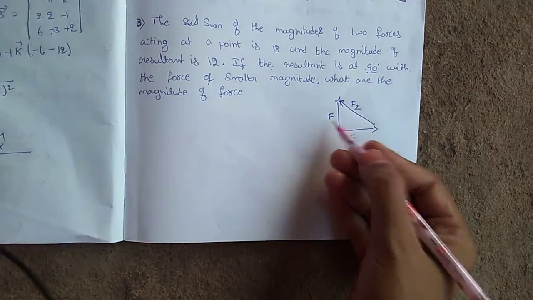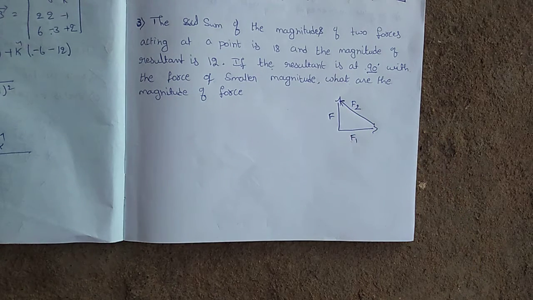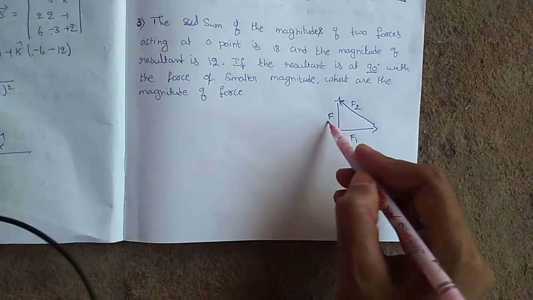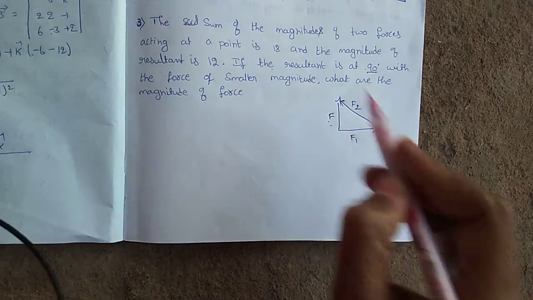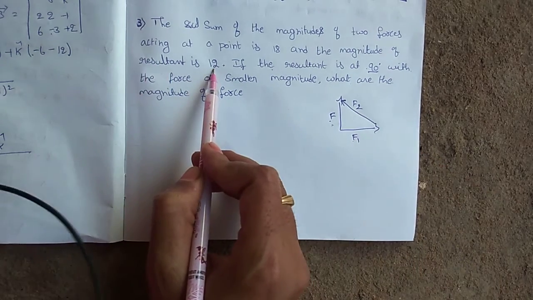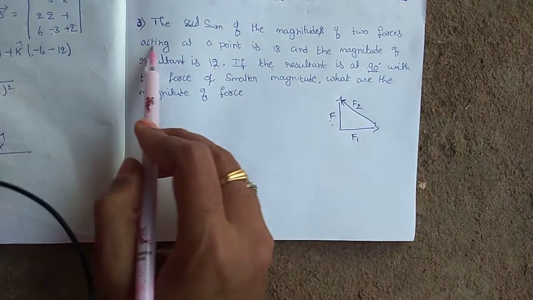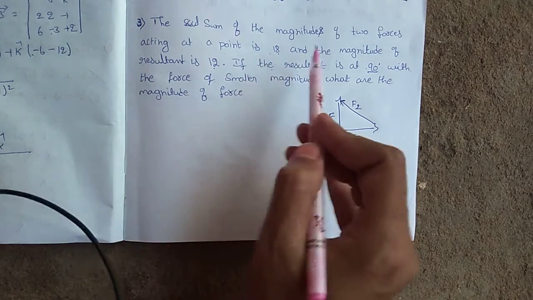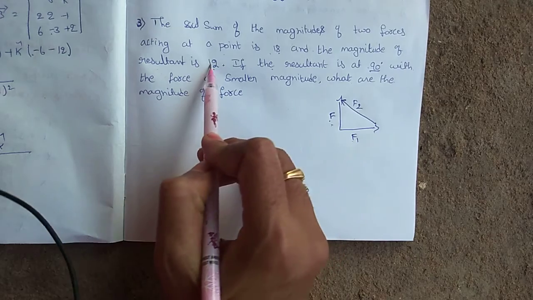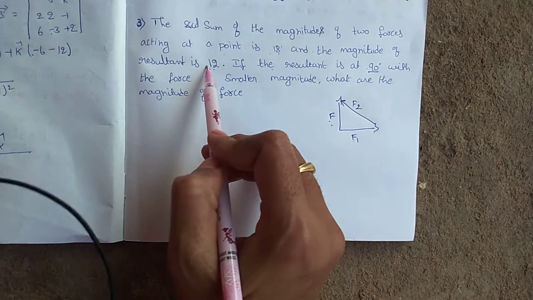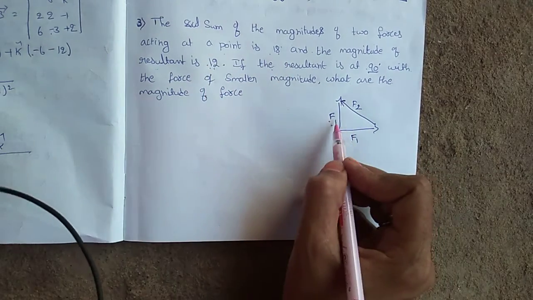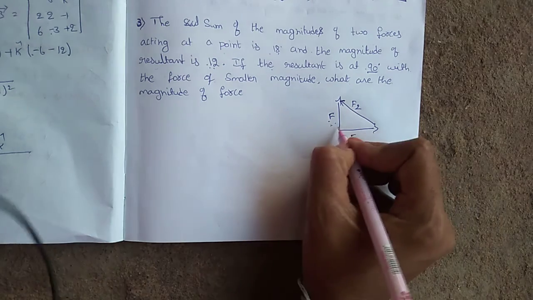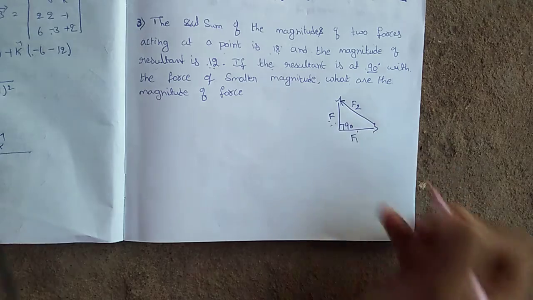The resultant is F. So when compared to these two, the resultant value is smaller, meaning the resultant value is 12, but the sum of the two forces acting at a point is 18, and the magnitude of the resultant is smaller, 12, less than 18. Therefore F is a smaller vector than F1 and F2, and this should be at 90 degrees.